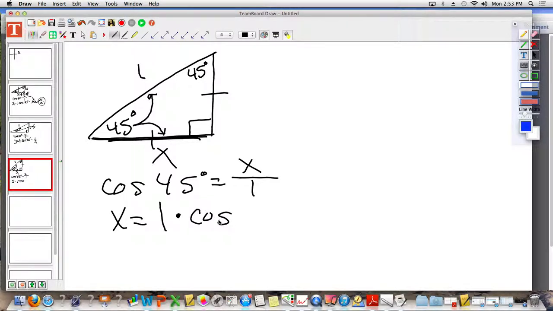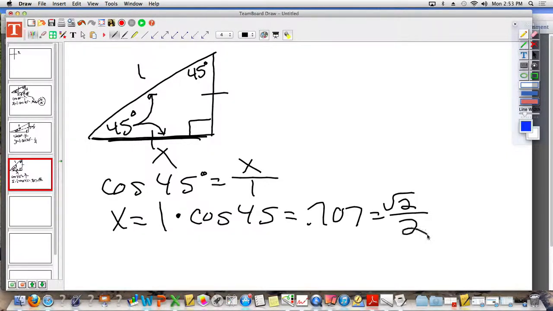No, the x is on the top. Oh yeah, so you just multiply. So you're going to take 1 times the cosine of 45. What do you get? 0.707. Now, it just so happens that because of a similar situation with the 30, 60, 90-degree triangle, this has a radical fractional value too, and its value is the square root of 2 over 2.